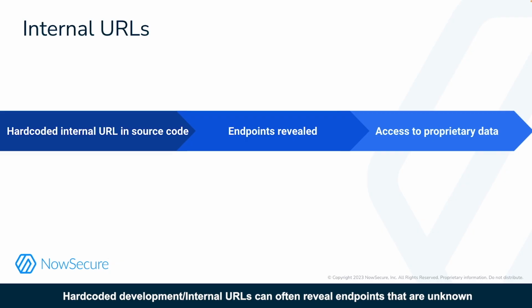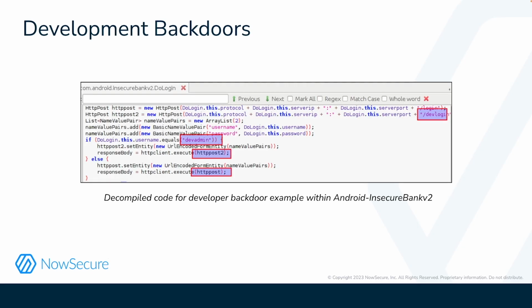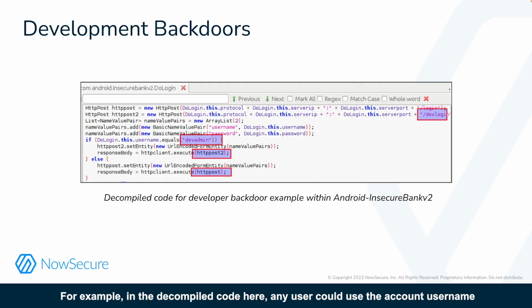Hard-coded development internal URLs can often reveal endpoints that are unknown to the malicious attacker trying to gain access to the app. These often lead to endpoints in pre-production environments. A development backdoor allows a user to reach a different endpoint than other users within the app. For example, in the decompiled code here, any user could use the account username devadmin and log into the app with any password irrespective of the password validity.